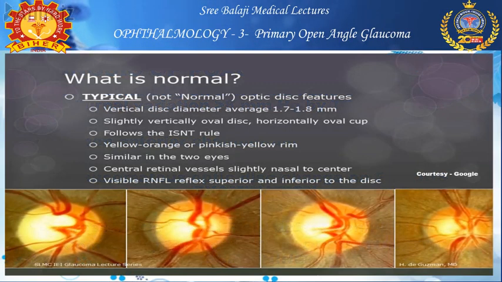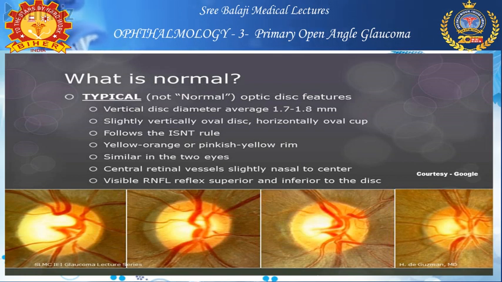So, let's discuss what a normal optic disc looks like. We all know there is nothing normal in the medical field. There are always variations and deviations from normal. So we can use the term typical. And a typical optic disc has the following features.